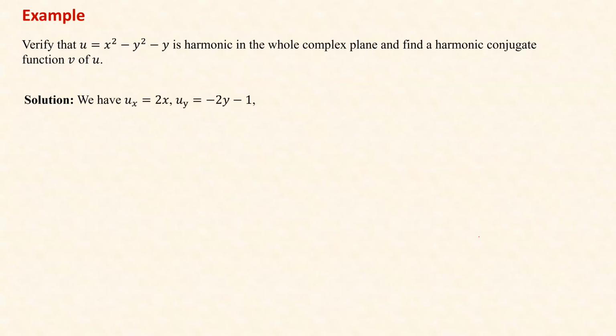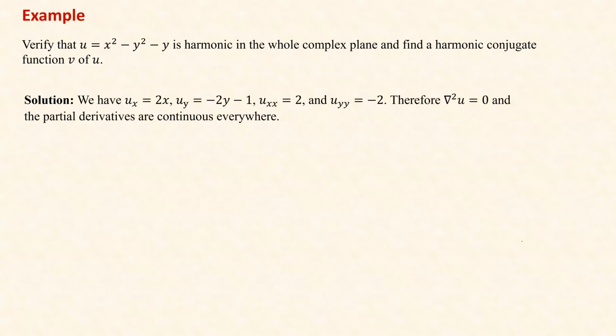So here is the solution printed out. Ux is 2x, uy is negative 2y minus 1. Uxx is 2, uyy is negative 2. Then del squared of u is equal to 0, and the partial derivatives are continuous everywhere. So now what is v?